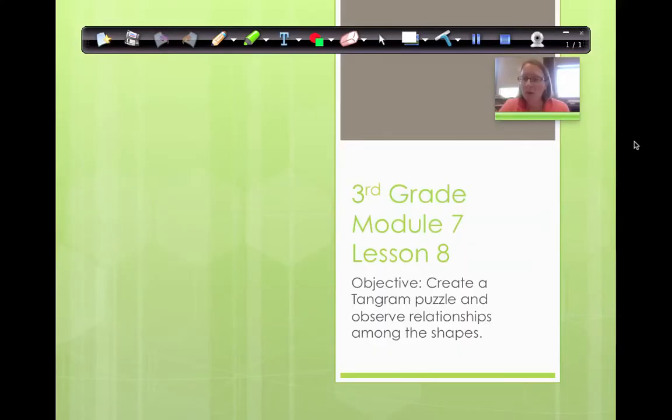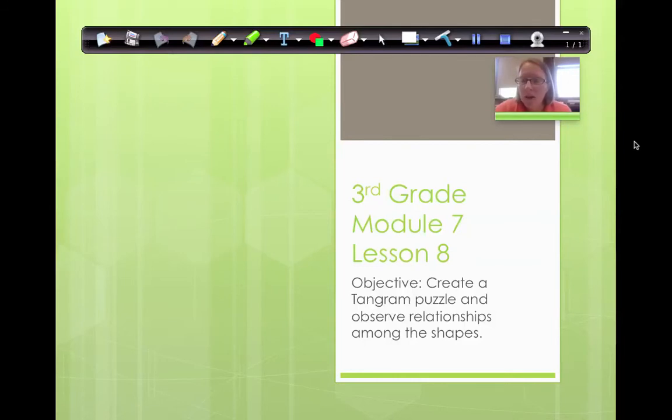Hello, today we're going to do Module 7, Lesson 8. Our objective for this lesson is that we're going to create a tangram puzzle and observe relationships among shapes. Now, last year we did tangrams, only we didn't make the tangrams, we had plastic ones. This year we're going to make our own, but you're going to be doing that with me.